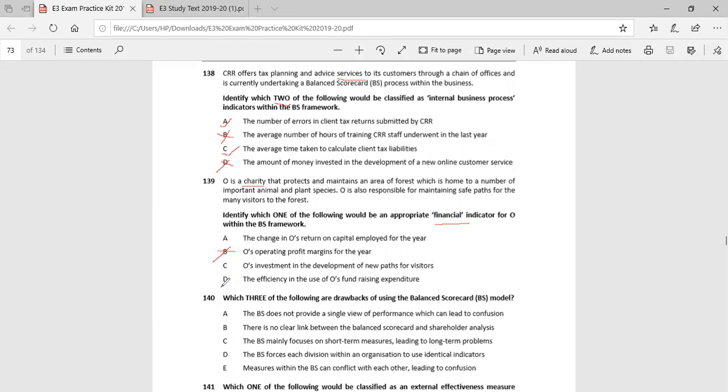Why? Because it's a charity and they depend on cost benefit analysis. So whatever is the amount which is invested, what benefit do they get out of that is cost benefit analysis. So the efficiency in the use of O's fundraising expenditure. So how much benefit do they get out of that?